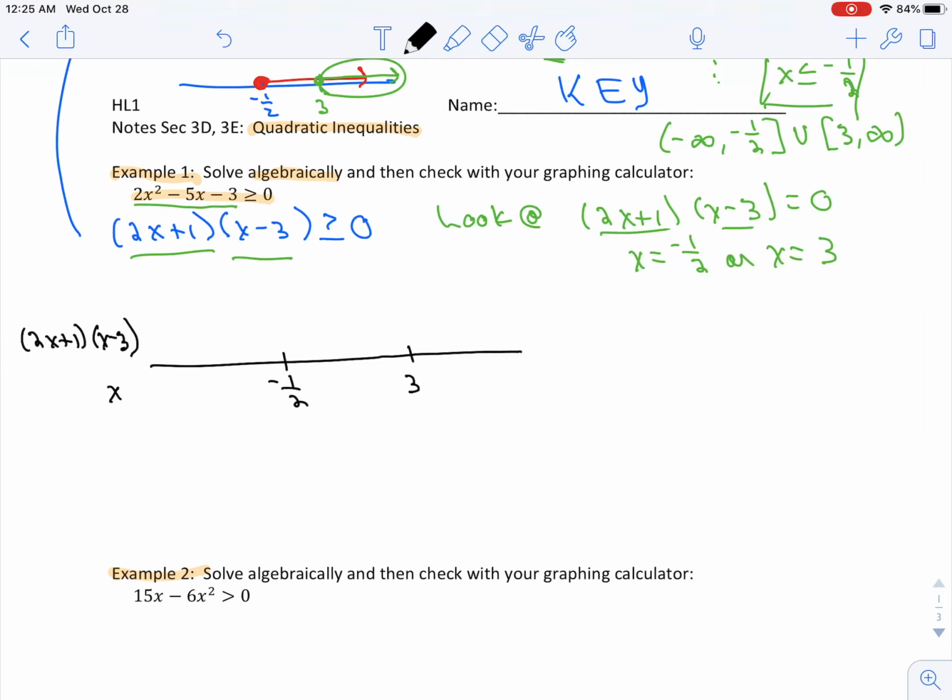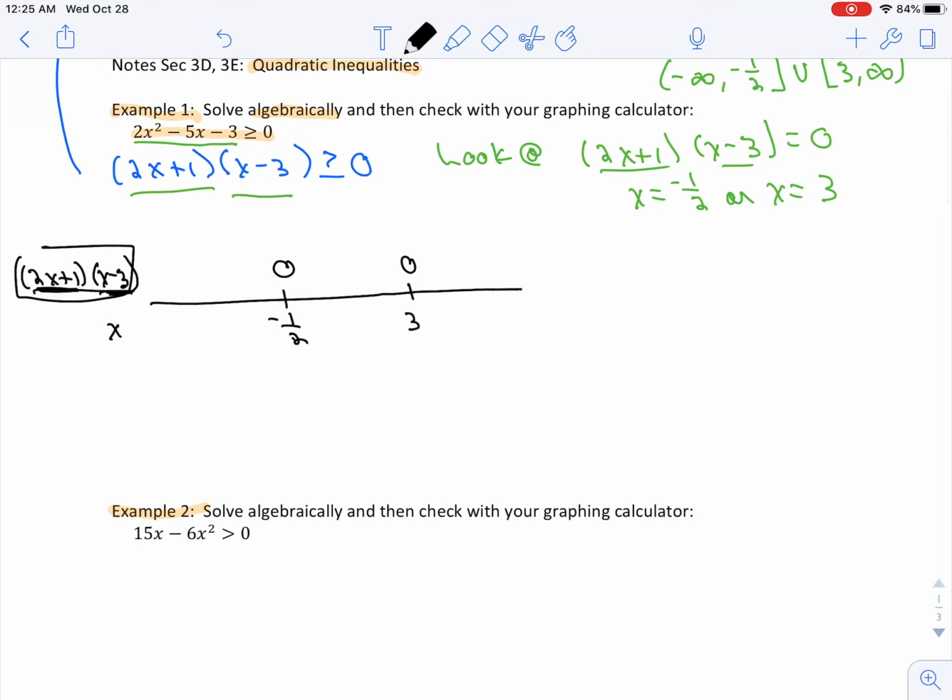We know that when x is negative 1/2, this turns into 0. Notice if I put negative 1/2 in here, that's a 0. If x is 3, then this is going to turn into 0, so the product will also be 0. Now for these sections that are here, here, here, and here, I would like to know if I pick an x value in each of those sections, is it positive or negative?